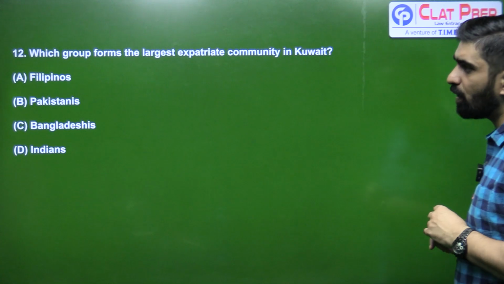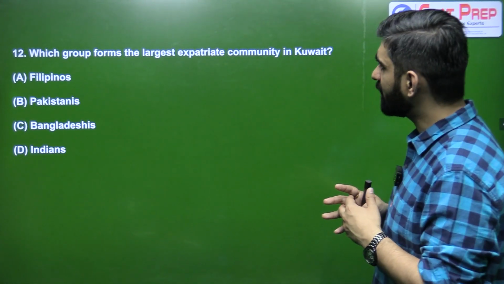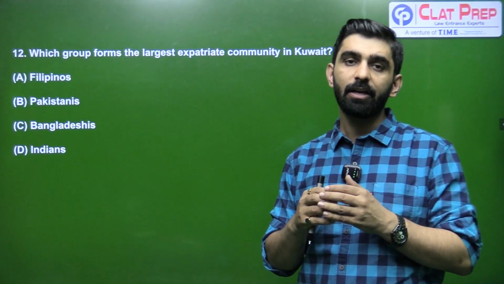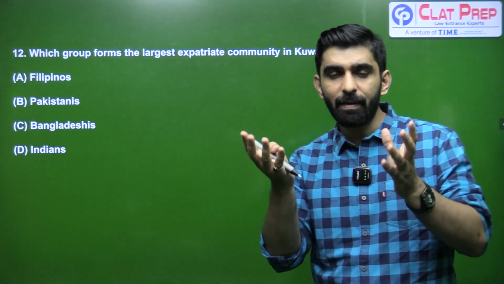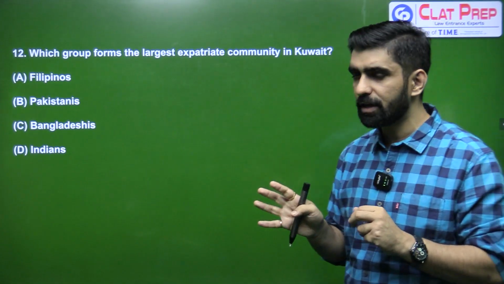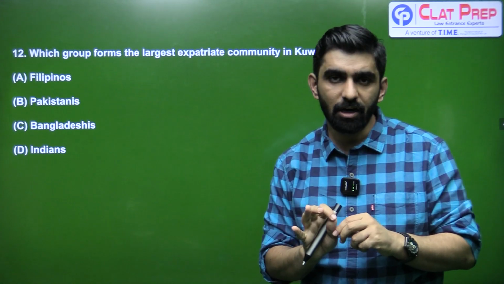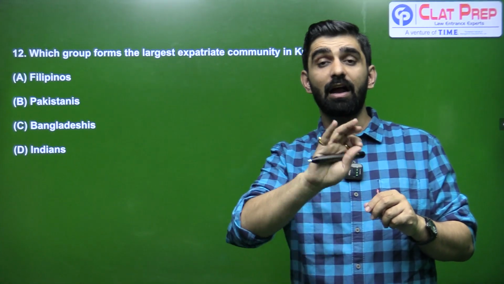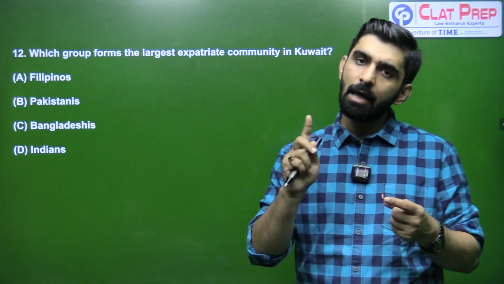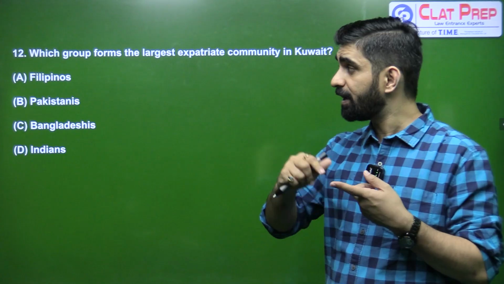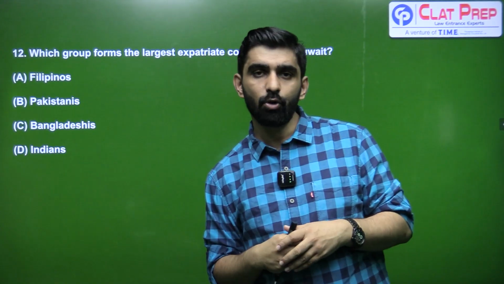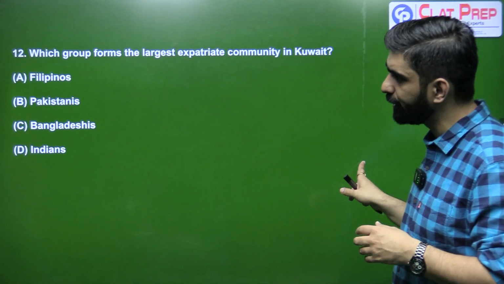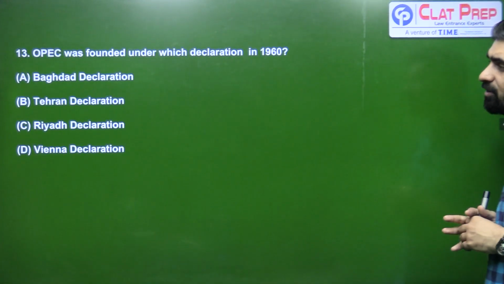Moving on to question number 12. Which group forms the largest expatriate community in Kuwait? Basically, which group of people forms the largest foreigner base in the country of Kuwait? So we know that in most of your Middle Eastern countries, Indians are the largest expatriate group in that particular country, be it Saudi Arabia, Qatar, or Kuwait. So in this particular case, the correct answer is obviously going to be D only. So the correct answer for 12th is D, Indians. Moving on to the next question.